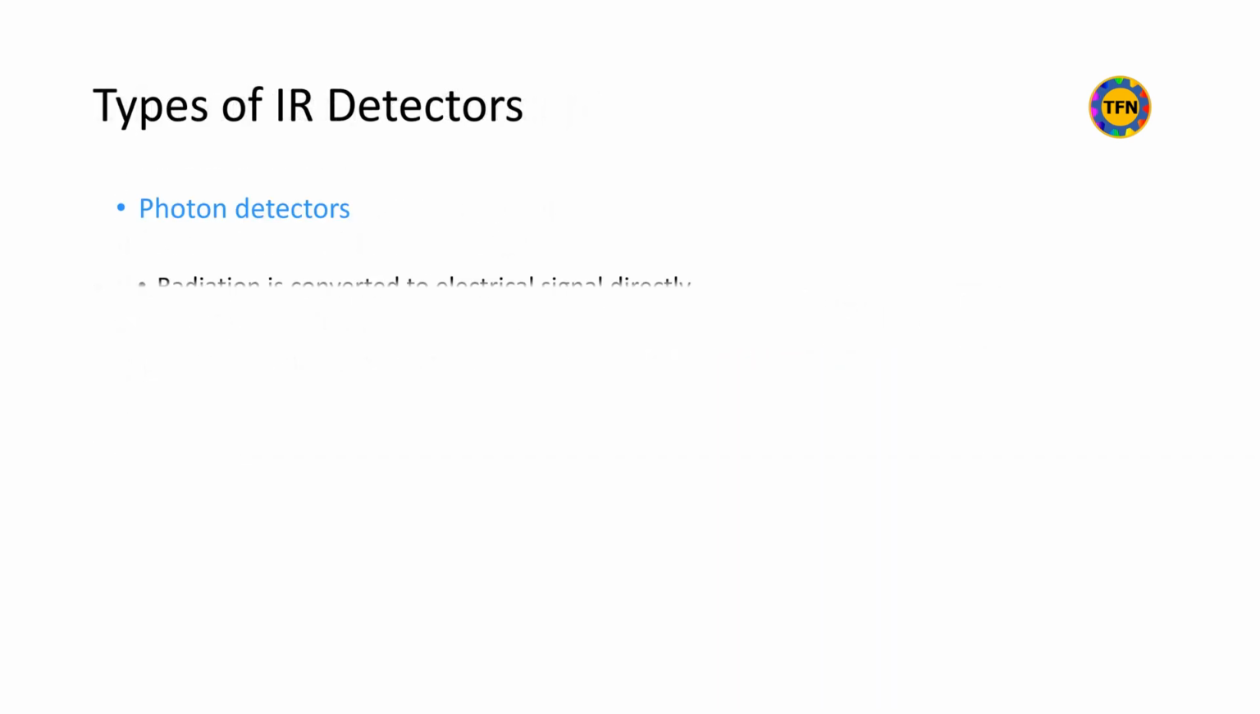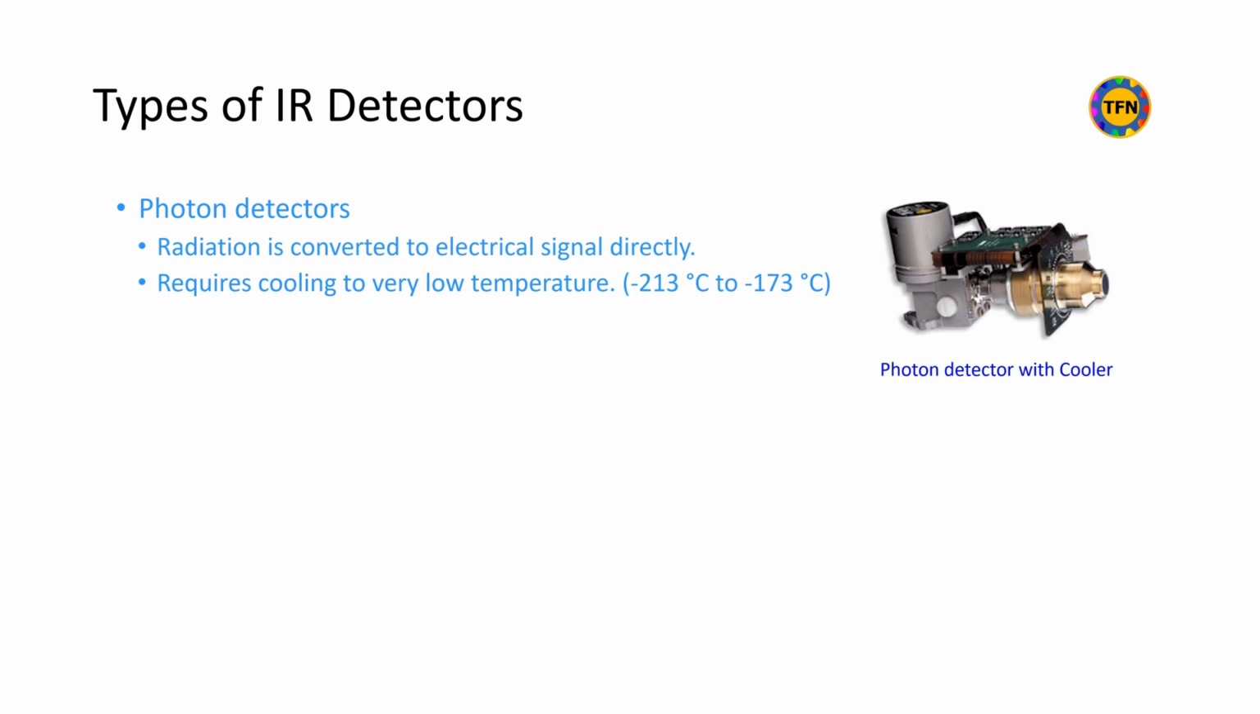Infrared detectors can be divided in two types based on the methods infrared signal is converted to electrical signals for creating images. They are photon detectors and thermal detectors. Photon detectors convert radiation to electrical signal directly. They are more efficient but require cooling to very low temperature, making the camera bulky and expensive.